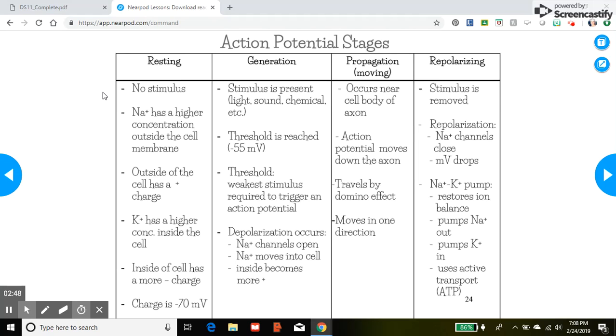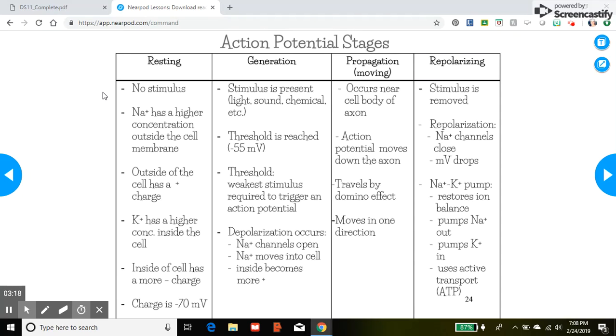So when we look at the resting phase, there's no stimulus. And sodium has a higher concentration outside of the cell membrane, so we have a positive charge. Potassium has a higher concentration inside of the cell where we have a more negative charge, okay? The charge is about negative 70 millivolts at this point in time. And if you watch that video, it'll explain that in a little bit more depth.